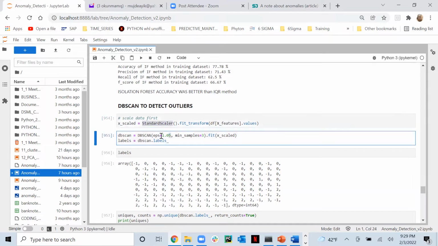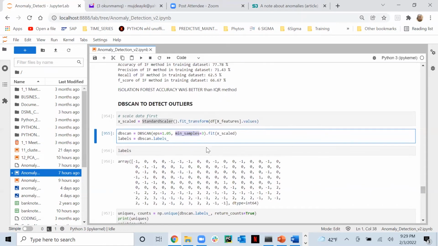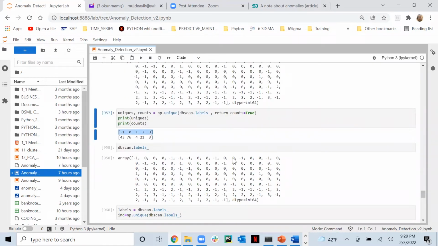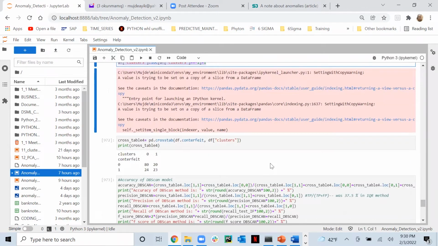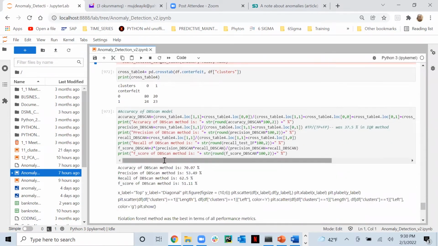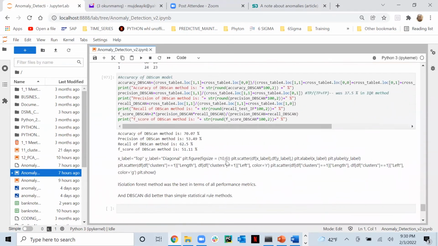and again we can play with the epsilon and minimum samples parameters, and I get my labels like this. And again, when it is -1, I call it an outlier, and when it is not -1, I call it a genuine banknote. So I just mentioned it here. When I look at the cross table here, then accuracies and other stuff, I see that I get a 70% accuracy in my outlier detection.